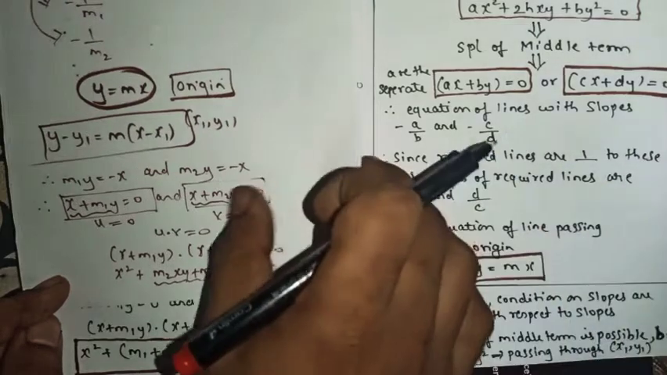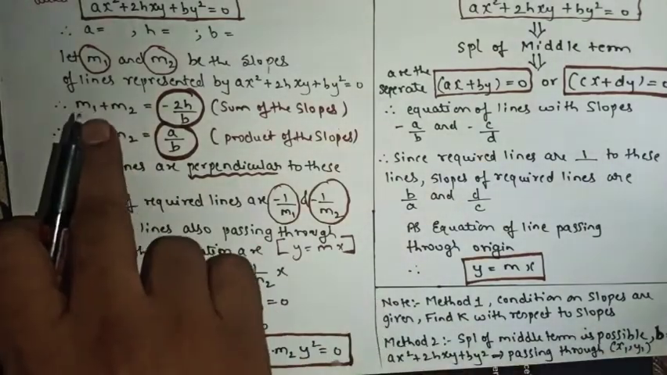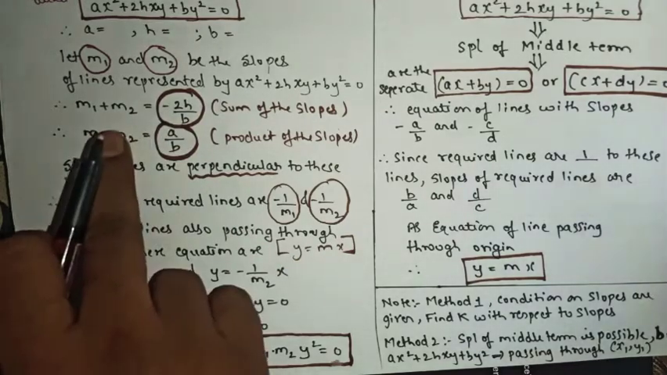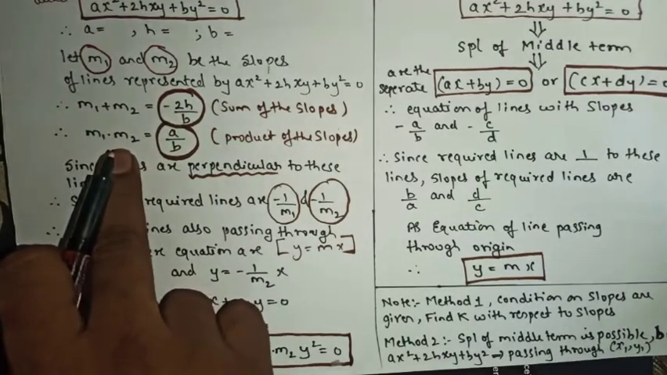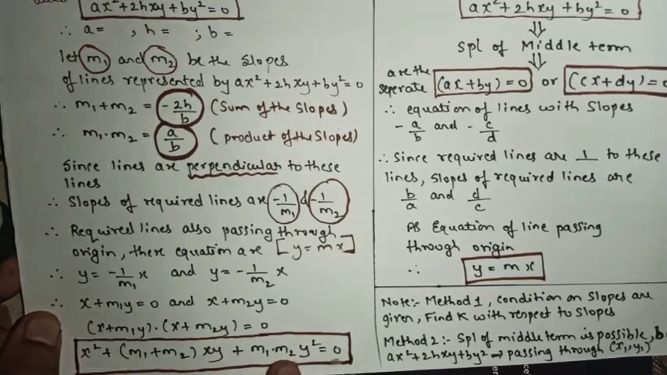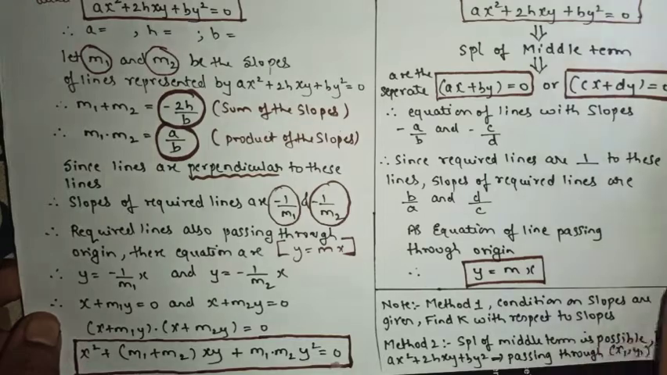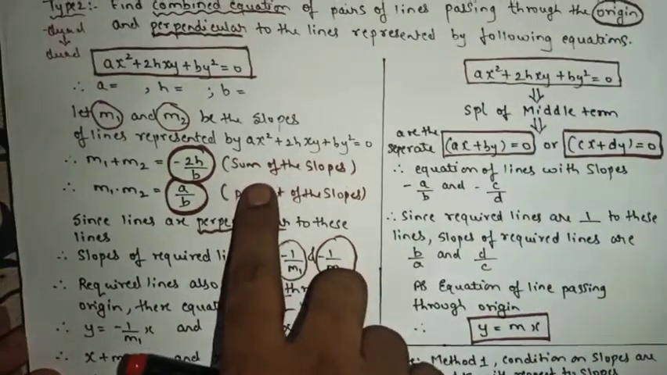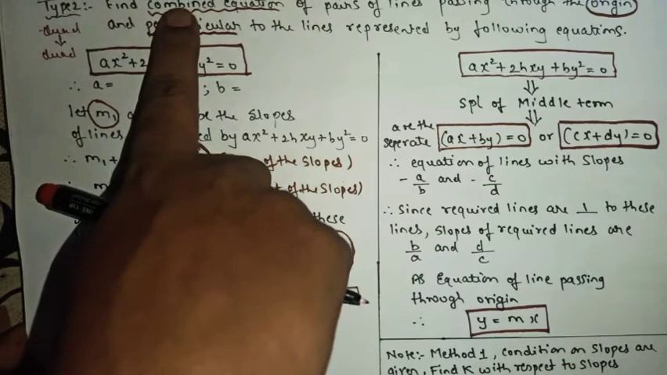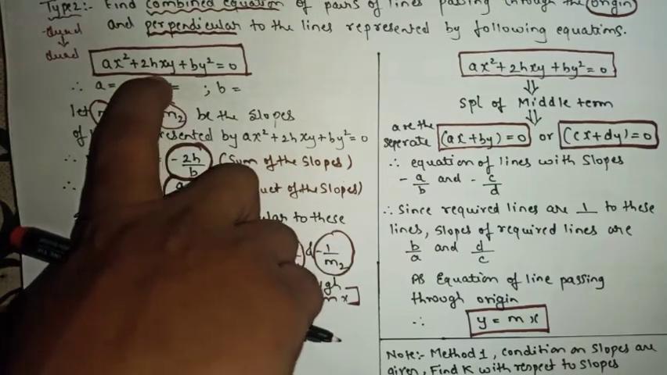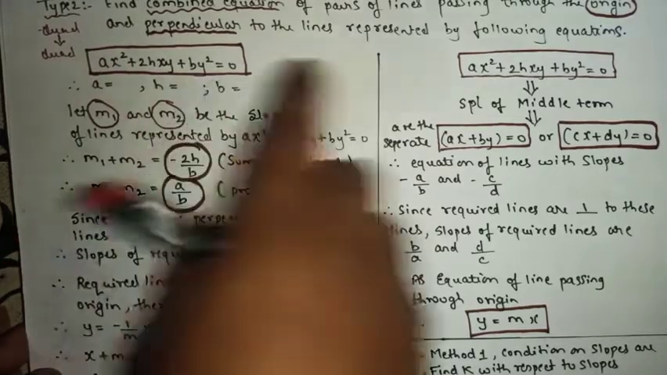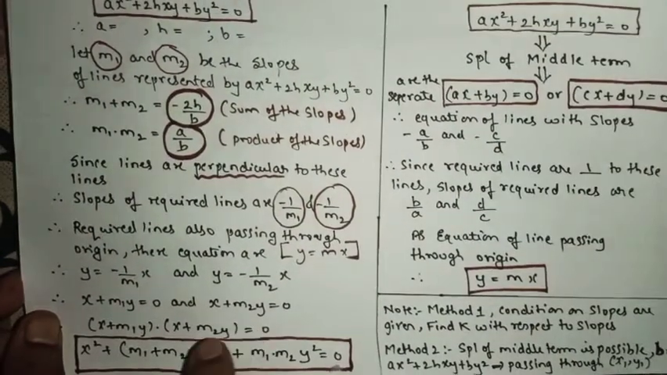And in the last final step, what exactly will we do? Here we have the values of m1 plus m2 and m1 into m2. Substitute these values, replace them, and then you will get the required combined equation. So that means type number 2 is exactly this: we have to find a combined equation from a combined equation. So remember this type as quadratic to quadratic. The final answer will be in the form of a quadratic only.